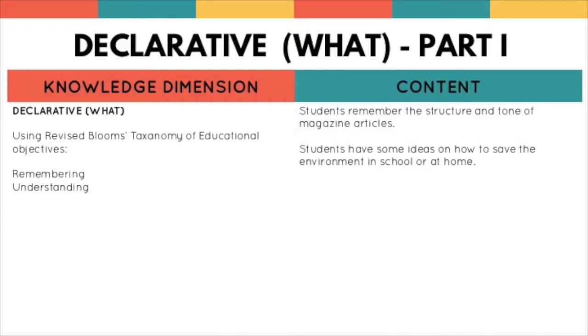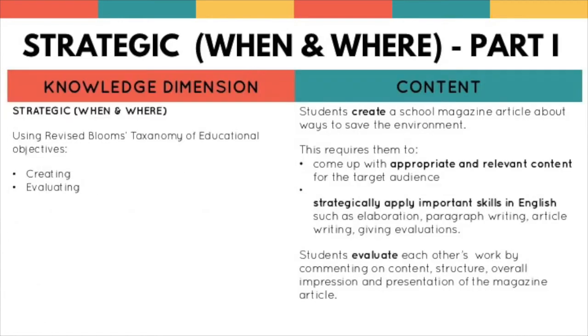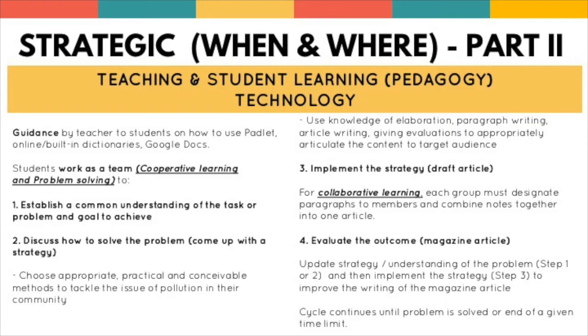The declarative part of the lesson involved students getting to know the structure and tone of magazine articles. They were also expected to gain some ideas on how to save the environment in school or at home. As for the strategic part, students worked in groups to create a magazine article on ways to save the environment.